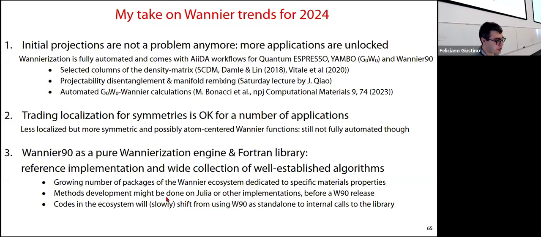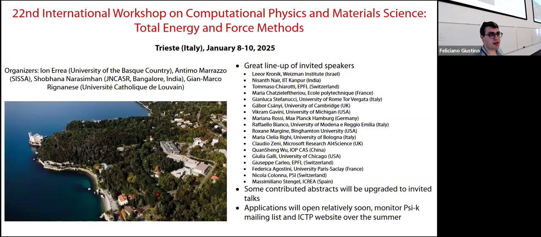And now there are emerging codes, like the one of Junfeng in Julia, that can be used to experiment with new ideas and new methods before having a more robust, reference implementation in Wannier90, which still is the reference library, okay. And as I said, we will use this more and more as a library as opposed to a standalone code, okay.